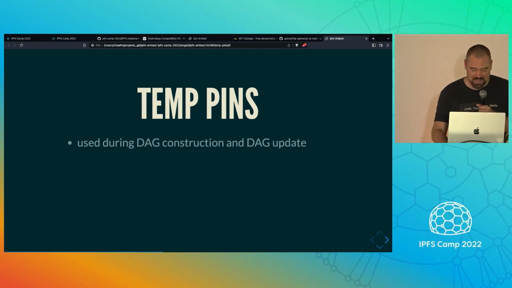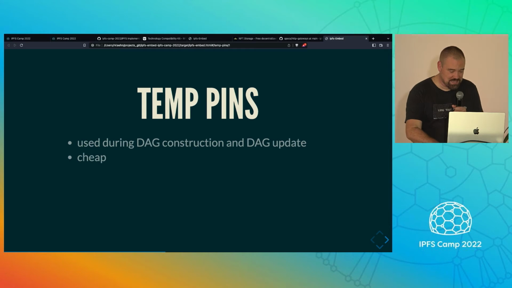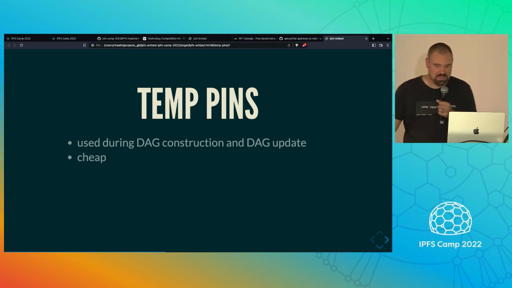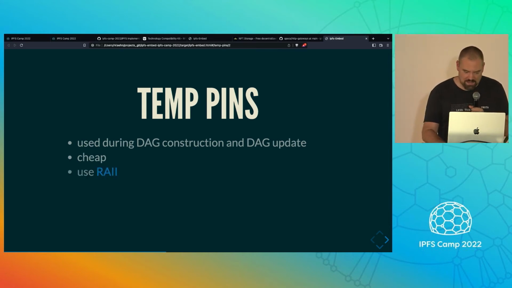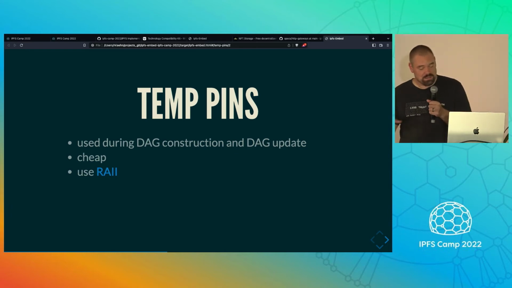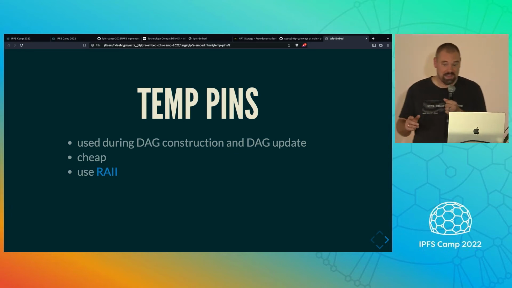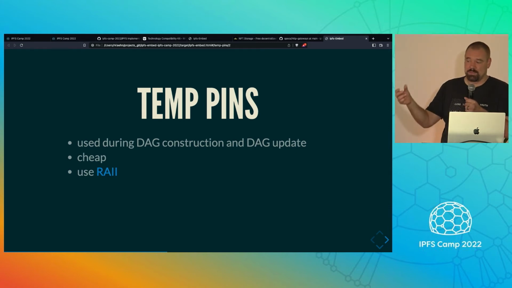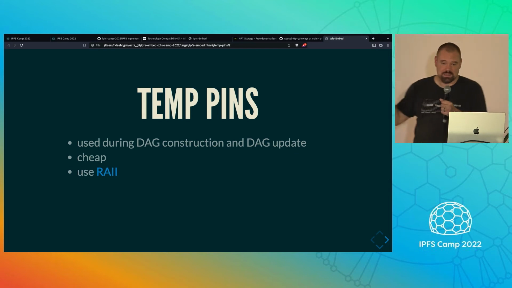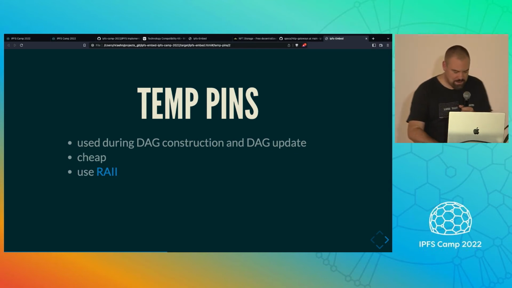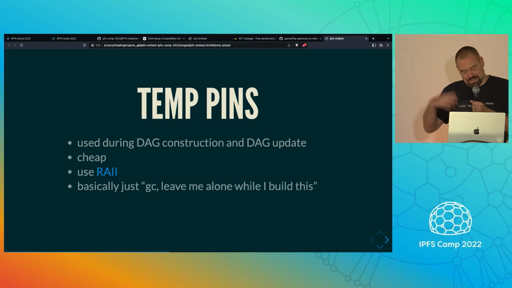So temp pins are basically, you use them while you yourself are building a DAG. They are incredibly cheap. You can consider them basically free. And they use a Rust or a C++ pattern called RAII, meaning that you create a temp pin, and then as soon as you go out of scope, the temp pin gets deleted, and the CID is free to be collected again. And the intention is to say, yep, GC, please leave me alone while I build this thing.